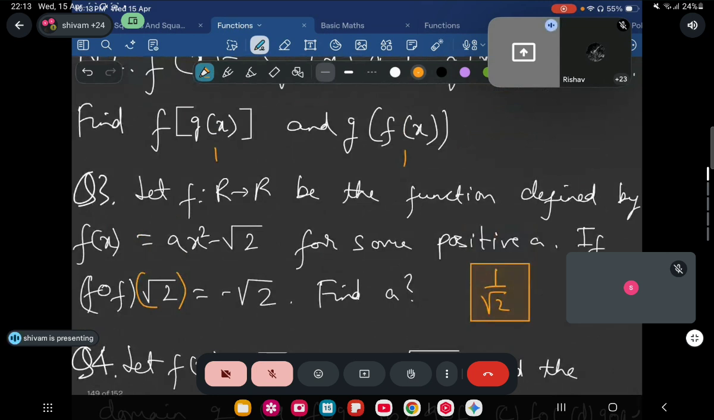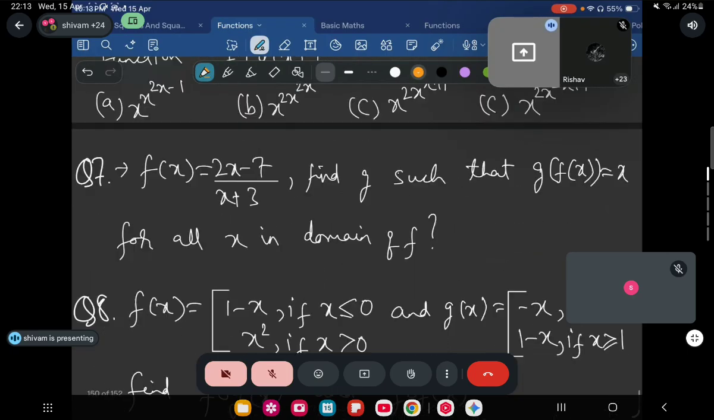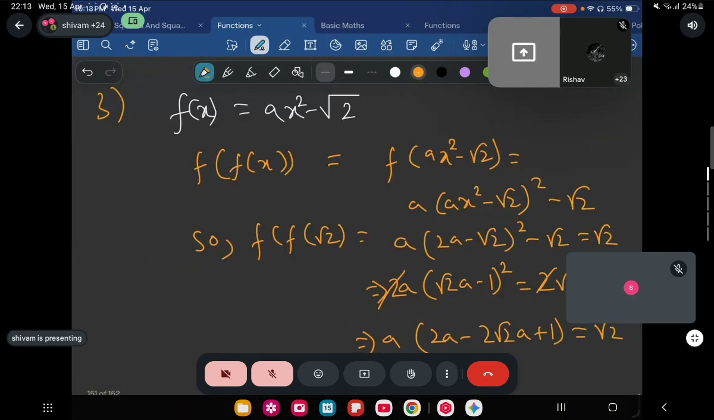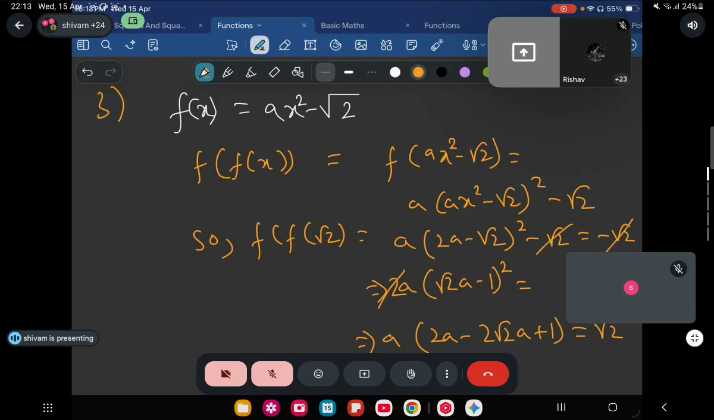That the function defined by some positive a, f of root 2 is equal to minus root 2. Oh, achha, it was minus root 2. Wait, everyone, this is equal to minus root 2. So minus root 2 and minus root 2 will get cancelled. On the right hand side, we are going to get 0.